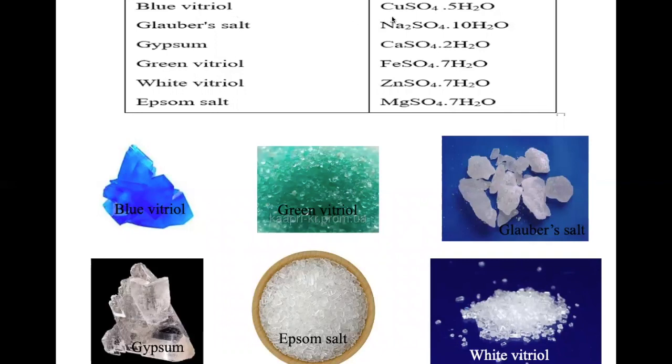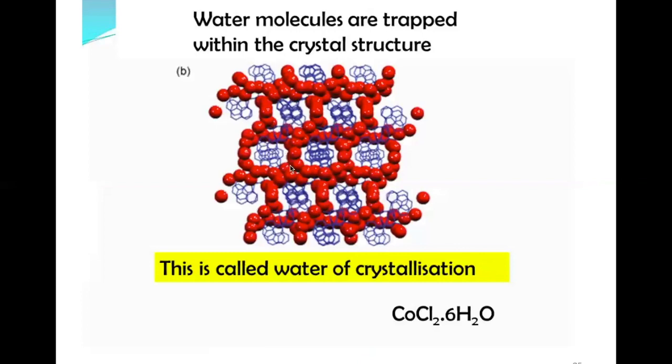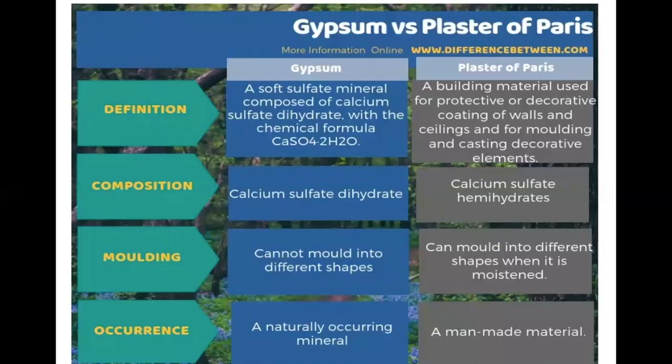Blue vitriol is copper sulfate. It has got 5 molecules of water of crystallization. Then gypsum, CaSO4 2H2O. Then green vitriol, FeSO4 7H2O. White vitriol, ZnSO4 7H2O. Epsom salt, which you must have eaten as salt, that is MgSO4 7H2O. So where is water trapped? Water molecules are trapped inside the crystal, and therefore this is called water of crystallization. This is an example, cobalt chloride.